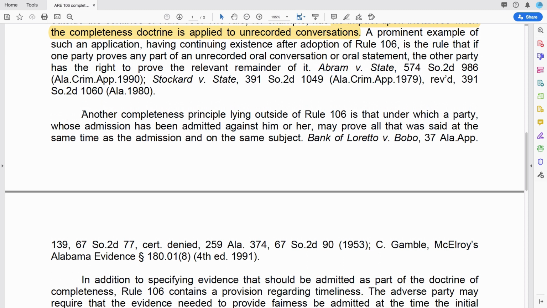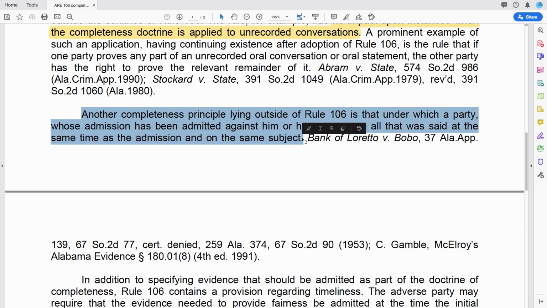All right, something else that is part of the completeness principle, but outside Rule 106, is when a party's admission has been admitted against him or her, and this would be under an exception to hearsay. We'll talk about hearsay in a different video. That party may prove all that was said at the same time as the admission.